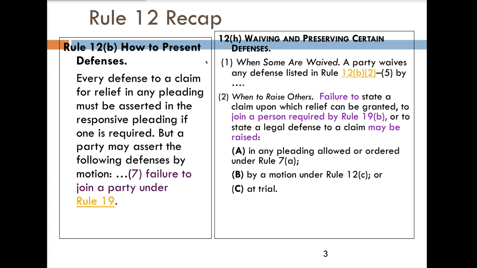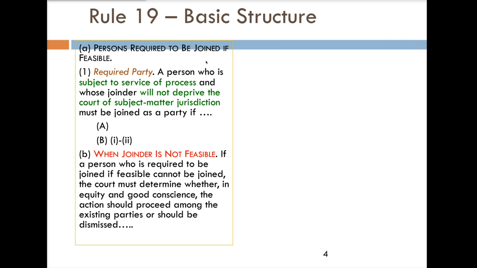So that's just a brief overview of how Rule 19 fits in the context of Rule 12 and how this is a strange joinder rule in that it revisits Rule 12 motions. So now we're going to move on to the actual rule itself and who is a Rule 19 party. Now to start with, I've excerpted just parts from Rule 19A and B. These are the primary parts of Rule 19 that we're going to look at.